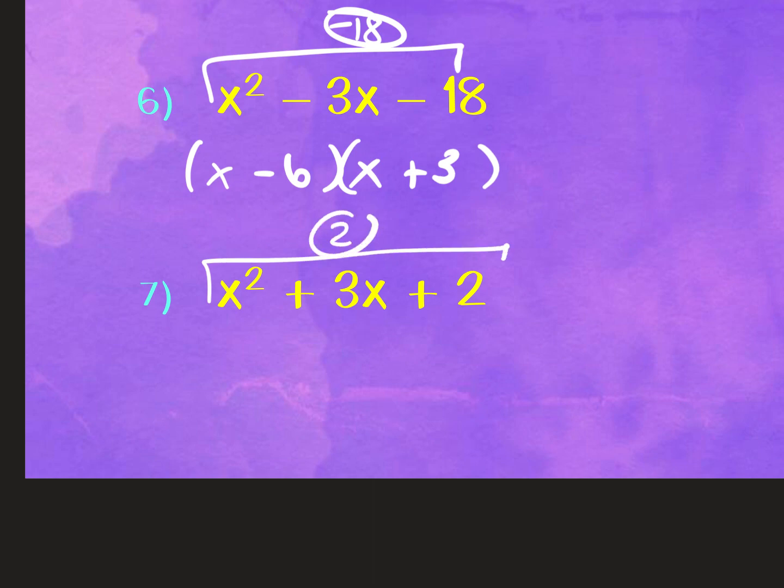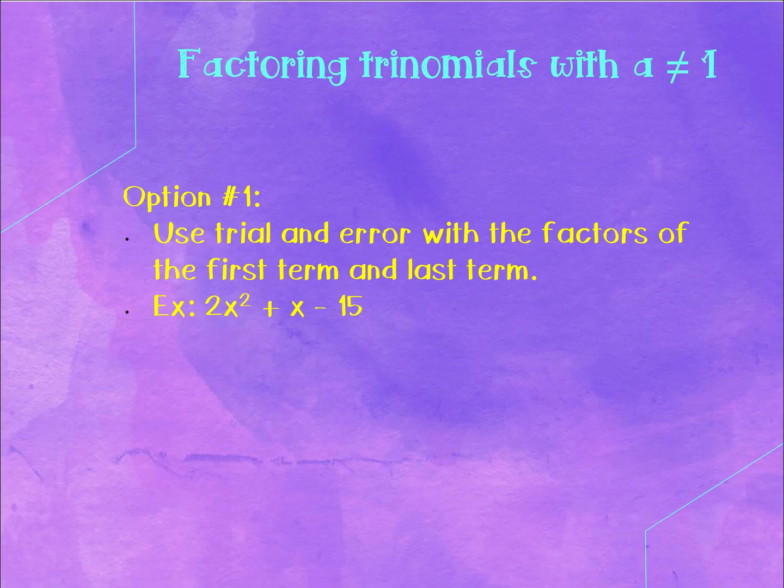1 times 2 is 2. What are the factors of 2 that multiply to give me 2, but add to give me 3? 2 and 1. And what signs? Plus, plus. What's positive 2 times positive 1? 2. What is positive 2 plus positive 1? 3. Perfecto. All right, now we're going to factor where A is not 1.